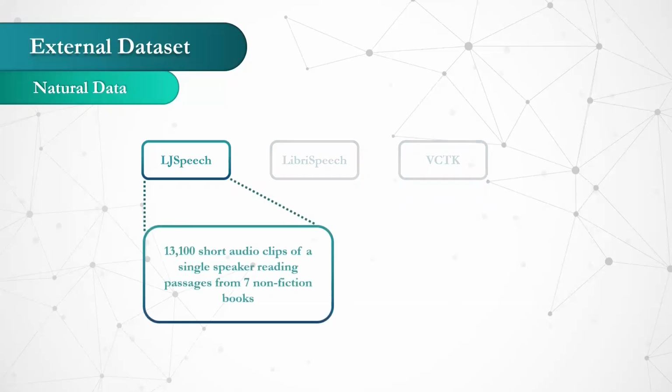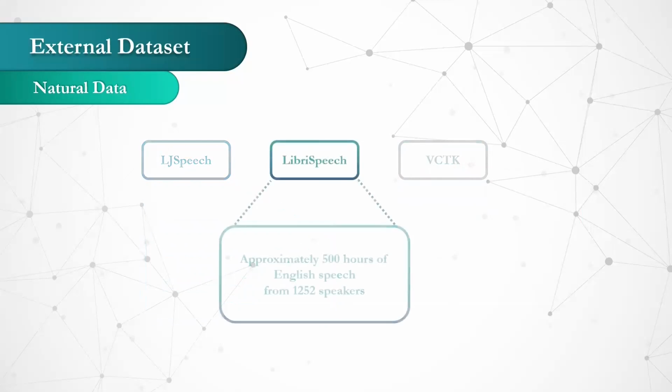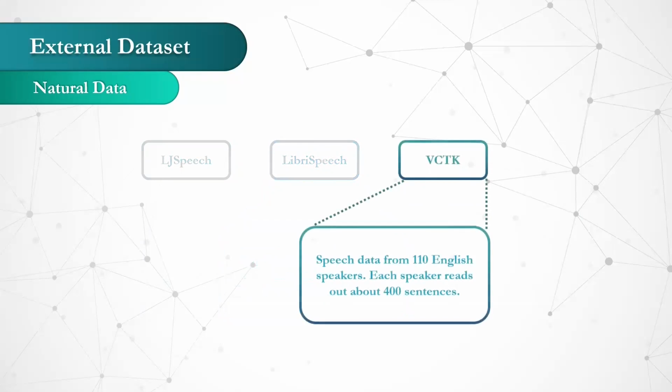AlgoSpeech dataset contains nearly 13K short audio clips of a single speaker reading passages from 7 non-fiction books, whereas LibriSpeech dataset consists of approximately 500 hours of English speech from over 1,200 speakers. Finally, VCTK dataset comprises speech data from 110 English speakers, where each speaker reads out about 400 sentences.